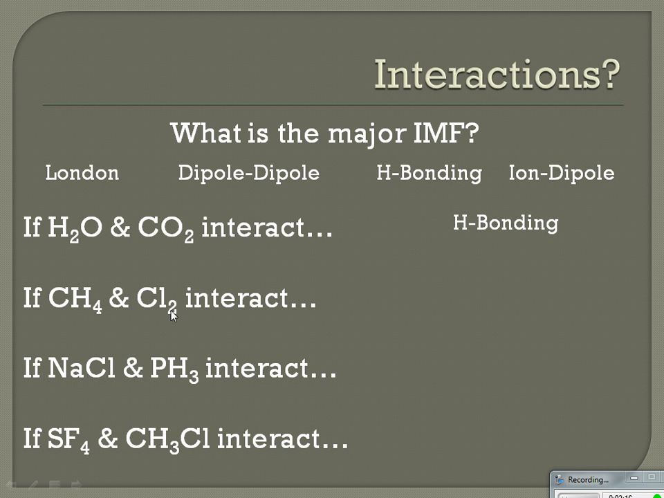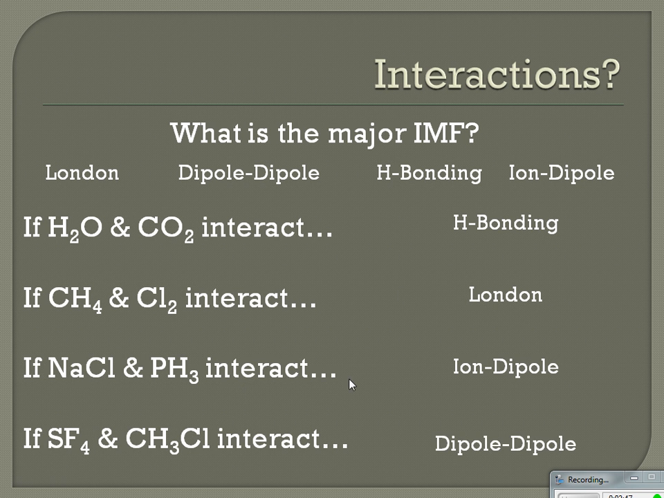CH4 and Cl2. The answer is London. The reason why? Nonpolar, nonpolar, all that's present are London forces. NaCl and PH3. This is a salt. Salts break up into ions. This is PH3. You have to remember that this has a lone pair on it. So this is polar. So the answer is ion dipole. The ion is the NaCl, and the dipole is the PH3. The PH3 is going to surround the ions.